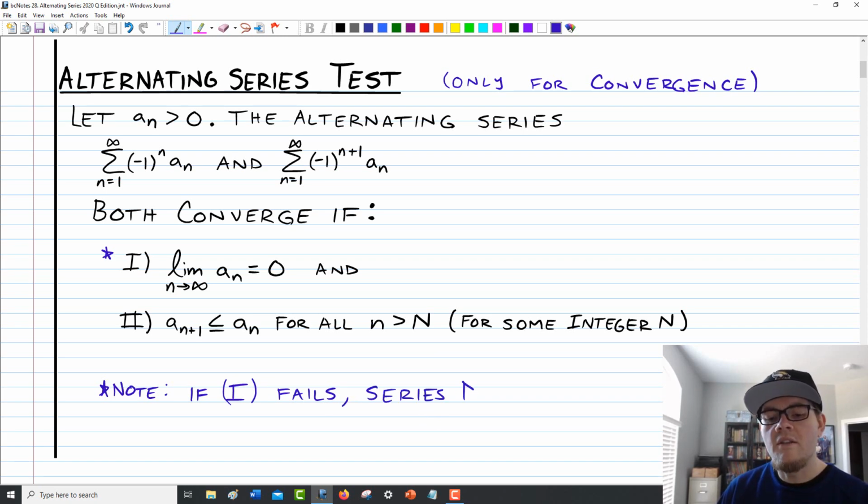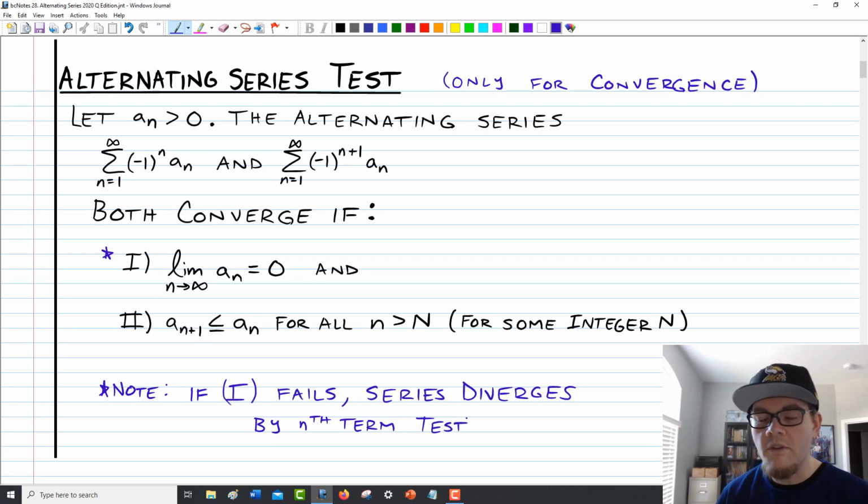And I'll dig deeper into this fact in a little bit. Spoiler alert, one of the examples I came up with features an opportunity to illustrate and talk about why it is that this would be true. But specifically, the series will diverge not by alternating series, but by the nth term test. And hopefully the nth term test isn't too far in the past for you to have forgotten. But basically the reason would be, if this isn't true, then of course your series doesn't have terms going to 0, which means you're going to be adding something that has a size over and over again, which would take it to infinity in some way.